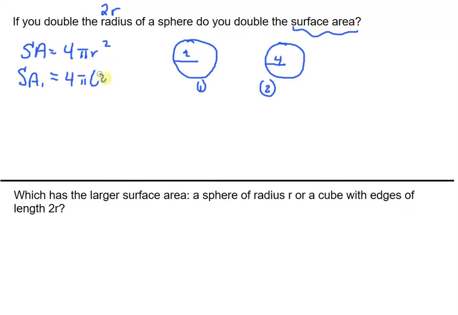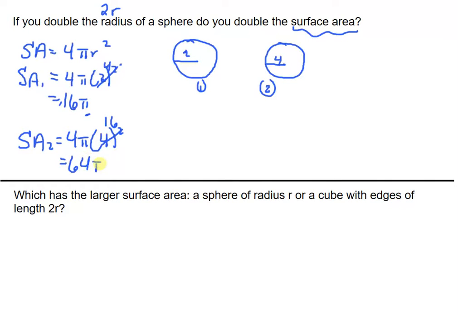4 pi 2 squared. 2 squared is 4, so this is 16 pi. I'm going to leave it as pi for right now. In the older grades, you're going to get more used to seeing the pi rather than actually calculating it. So let's do the surface area of number 2. 4 pi and then 4 squared. 4 squared is 16, 16 times 4 is 64. Okay, so this is 64 pi.